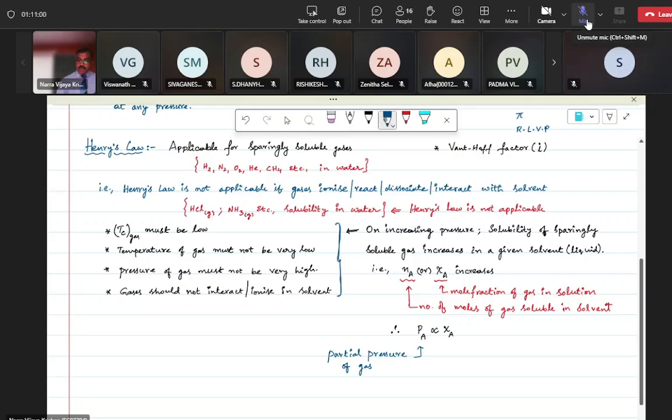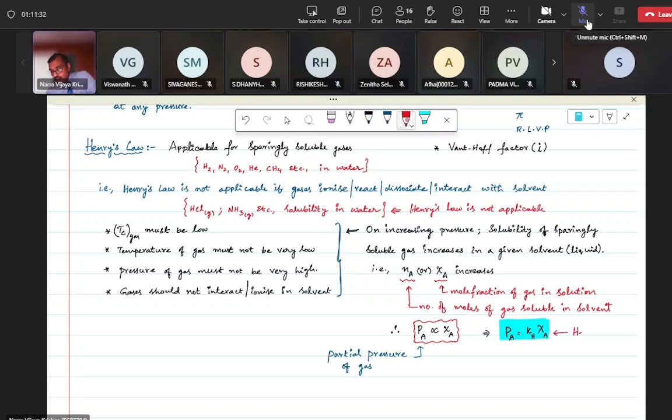Now see this. Can I remove this proportionality and write a proportionality constant? So I am writing it as PA equals proportionality constant K into mole fraction of A, or I will write proportionality constant KH into mole fraction of A. This is called Henry's law.